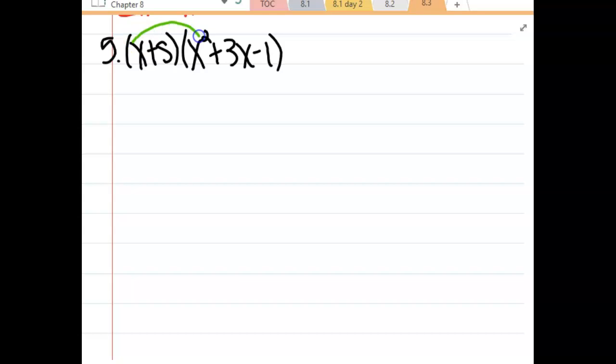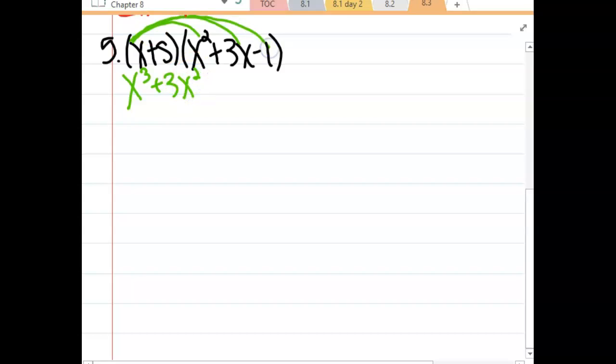So you're going to take x times x squared, which is x cubed. And then you're going to distribute the x to the 3x. You take x times 3x, which is a plus 3x squared. And then you would take x times negative 1, which is just a negative x.